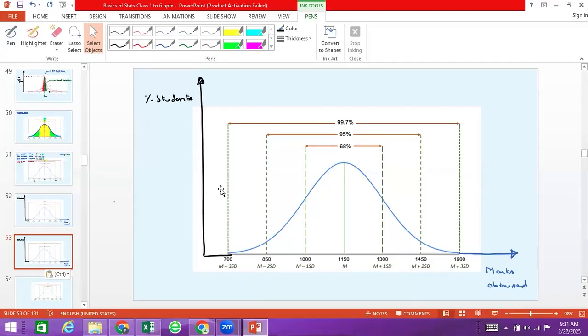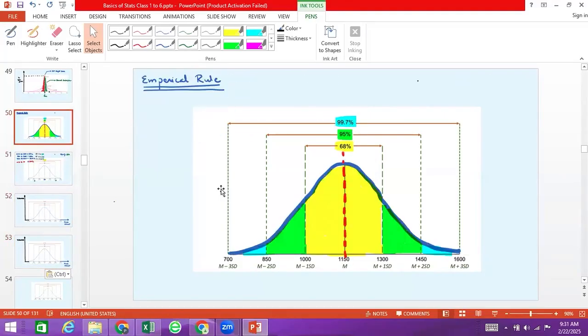Normal distribution has a lot of applications because in real life the normal distribution follows certain rules, for example this empirical rule. The 68, 95, 99.7 is called the empirical rule. So a normal distribution follows a rule, and this rule has extensive application in stats. We will see later how this rule will be converted into probabilities.